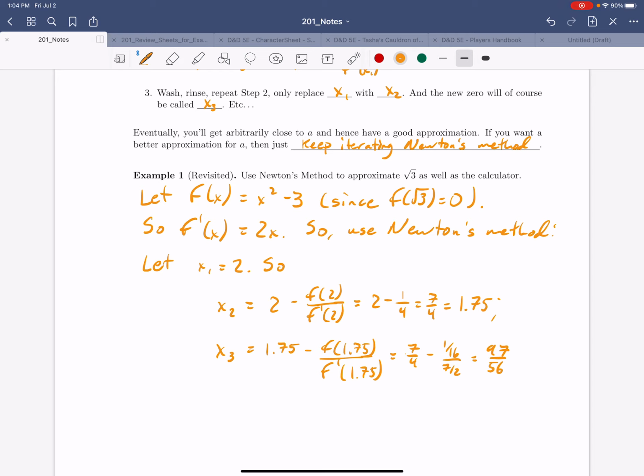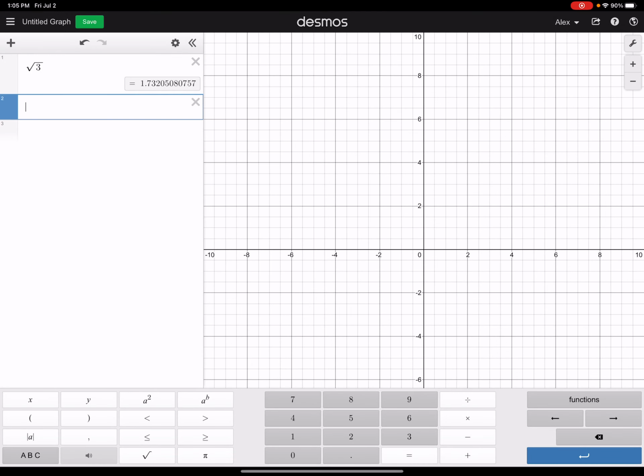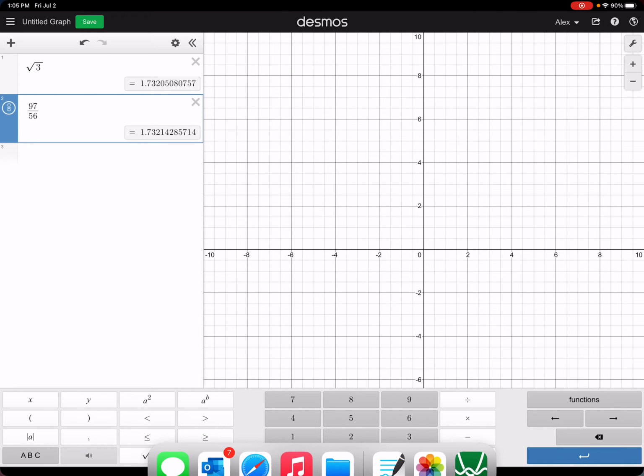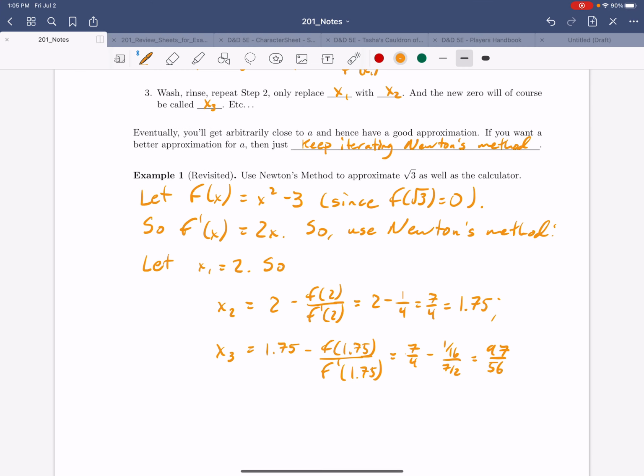And maybe it seems kind of silly to use a calculator to approximate, but we're still going to do this just because we want to see how close we can get. 97/56, 1.7321. Right, and so this is the value where we're off by. So surely if we iterated it again, that 1 would probably turn into a 0. We would be good to go. Okay.